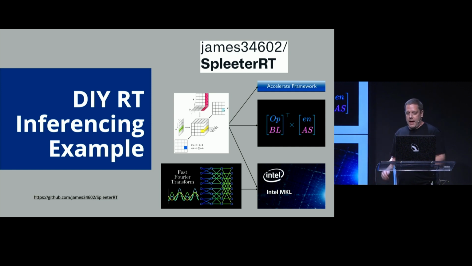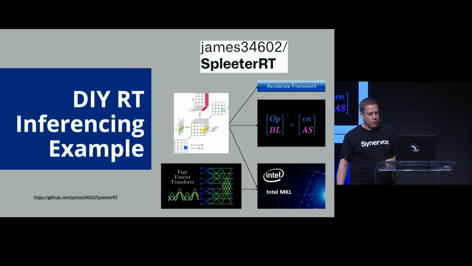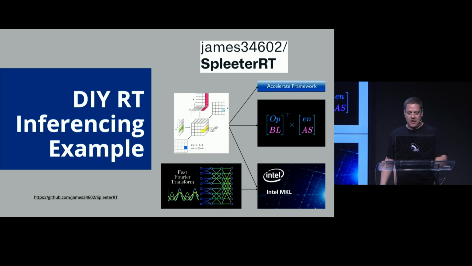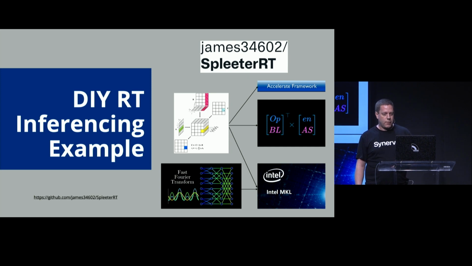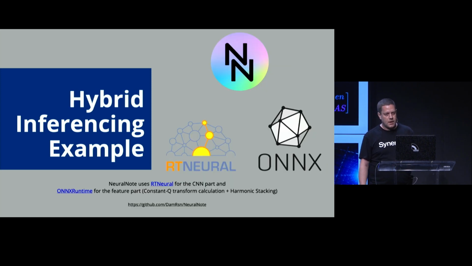The next thing I looked at was whether anybody in the JUCE community had already tried to do the same thing. I did find a real-time reworking of the Spleeter model, and this guy, James Fung, decided to see how fast he could get it using various options depending on the platform for matrix multiply. He was using Accelerate on Apple, OpenBLAS on Linux, and MKL on Windows. And he was using the Intel MKL Fourier transform on all three platforms.